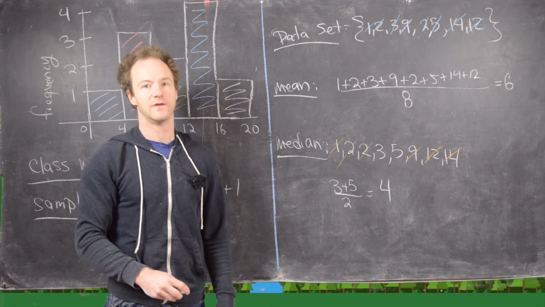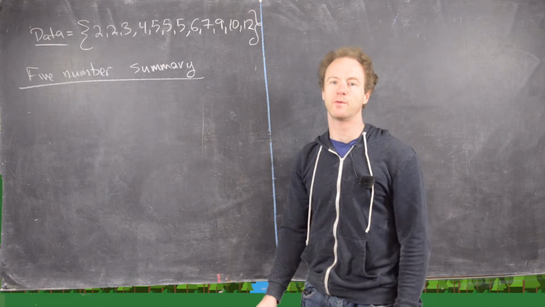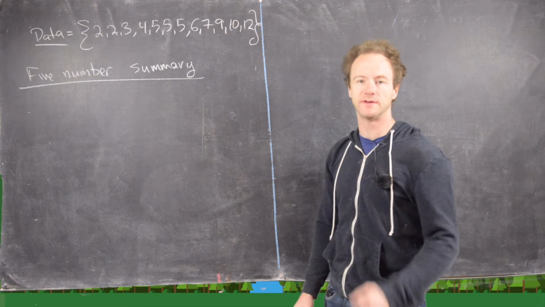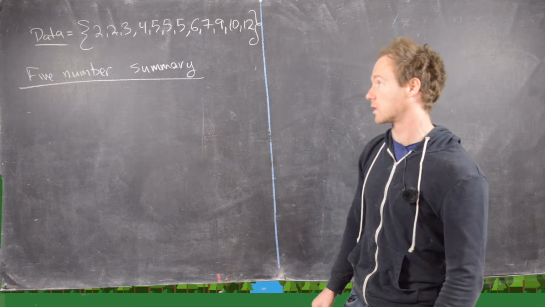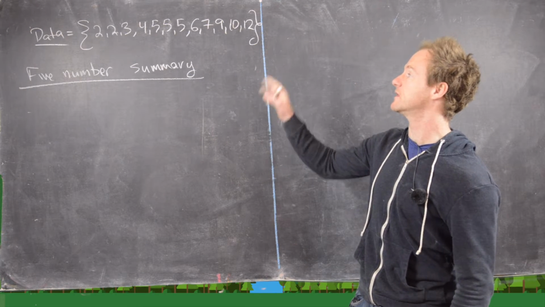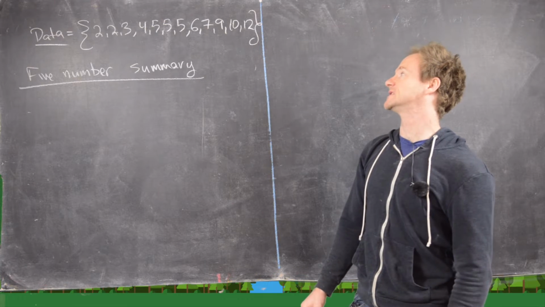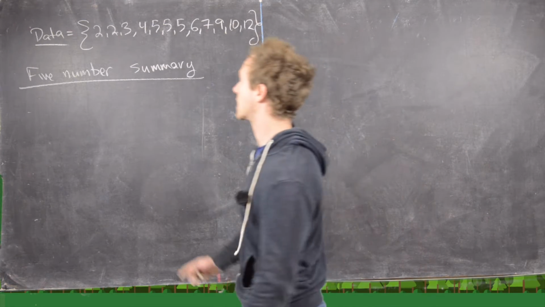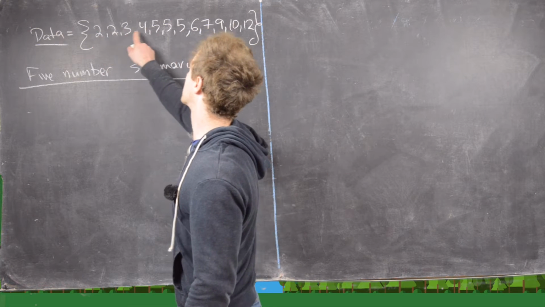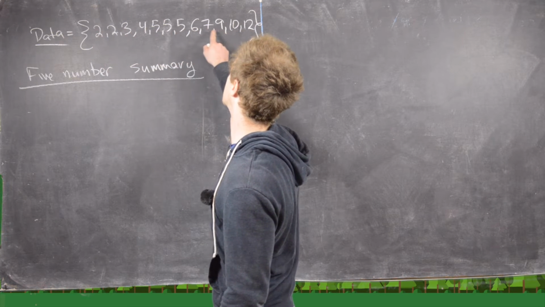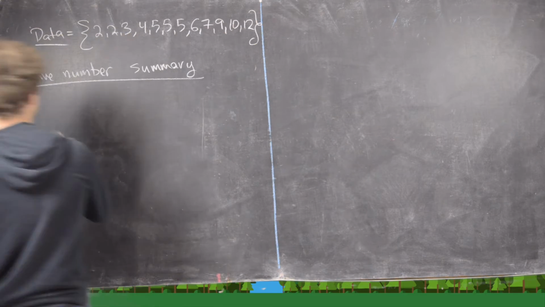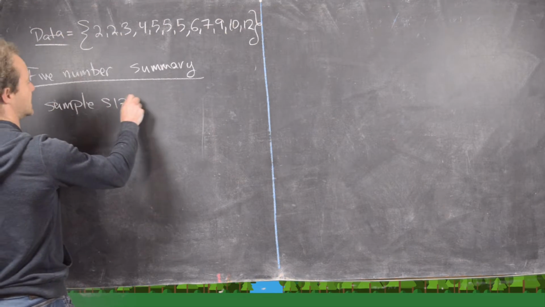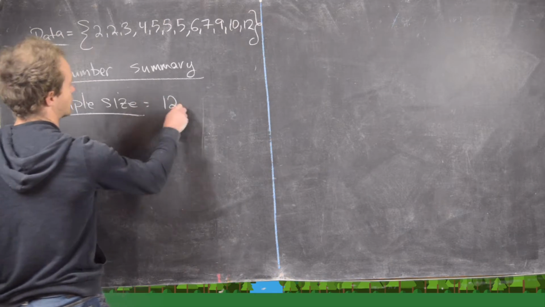Okay, I'll clean up the board and then we'll do some more. So the next example we want to look at has to do with the 5-number summary. So let's say we have this following data, which I've already put in order. So we've got 2, 2, 3, 4, 5, 5, 5, 6, 7, 9, 10, and 12. So let's count up how big our sample is. It's 1, 2, 3, 4, 5, 6, 7, 8, 9, 10, 11, 12. So our sample size, which will be important as we move on, is 12.